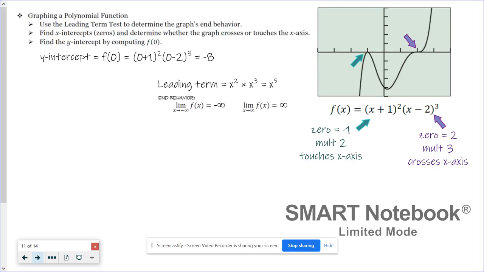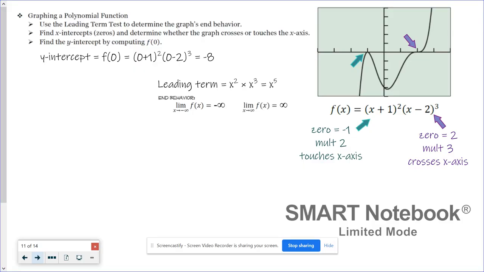I just want to focus on making a rough sketch. Definitely from the factored form, you can easily identify what the x-intercepts are and what is happening there. Is it crossing or is it touching?